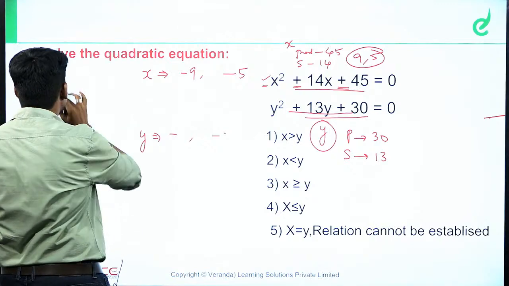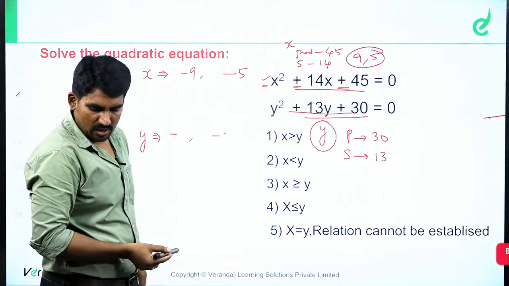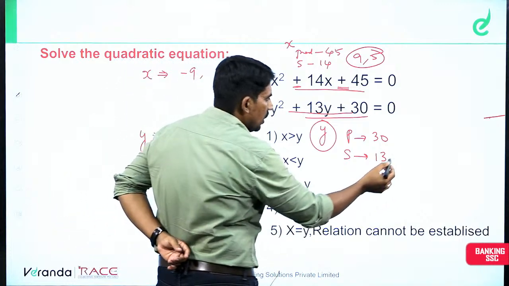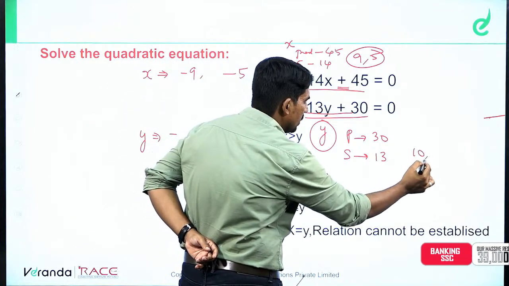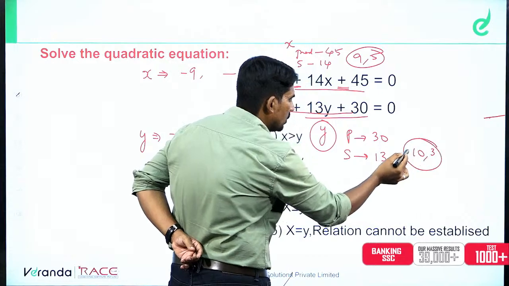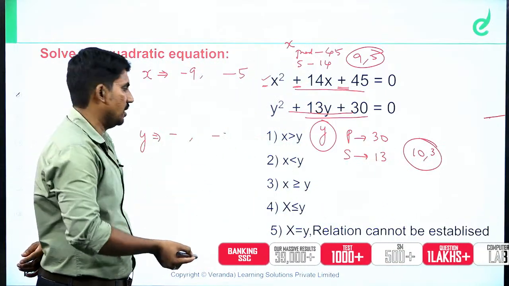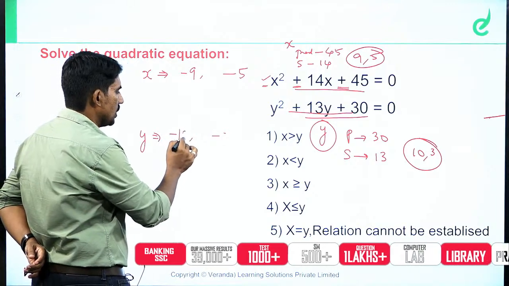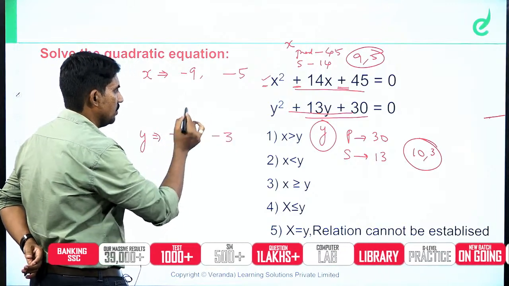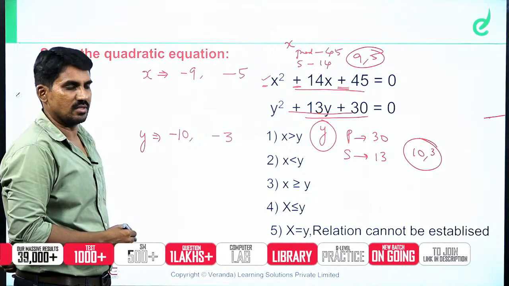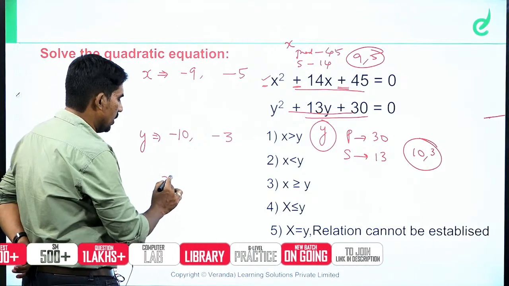Shall we choose 10 and 3? Yes, 10 and 3 we can choose. Therefore, roots are 10 comma 3. 10 into 3 we get 30, 10 plus 3 we get 13. Therefore, both roots are negative, so minus 10, minus 3. Now comes the comparison, the next step.